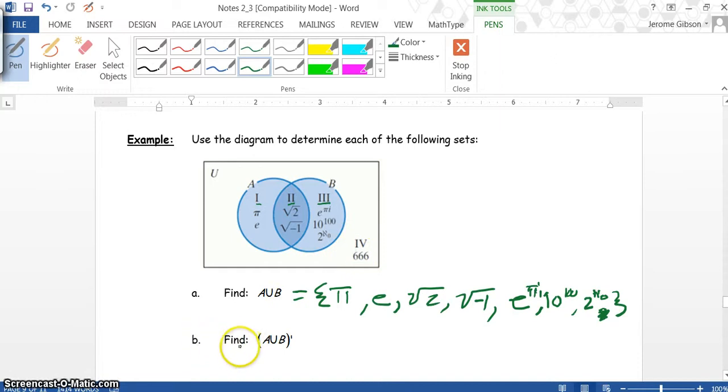Now we come here to B. It says find A union B complement. Now A union B would be all of these values here like we had up here. But the complement of it would just leave us 666.